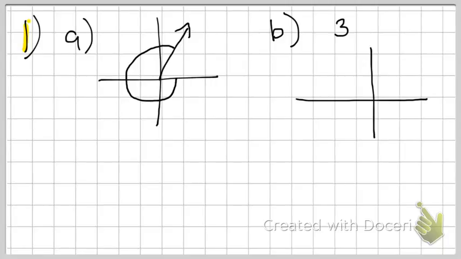Many of us are fond of saying that pi is 3.1415, so 3 should be just a little bit less than pi, and it should look like that.